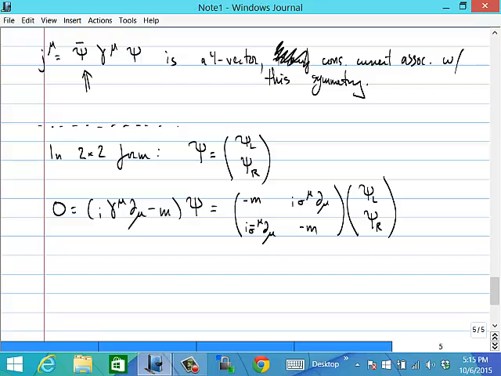The interesting thing to notice is that if m is equal to 0, then these two equations don't mix psi left and psi right. The equations just take the form sigma^mu d_mu of psi right is equal to 0, and sigma bar^mu d_mu of psi left is equal to 0.